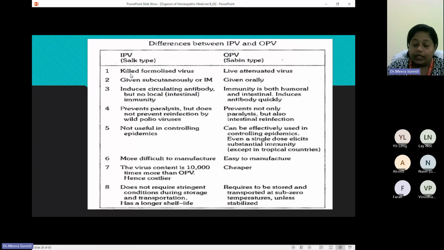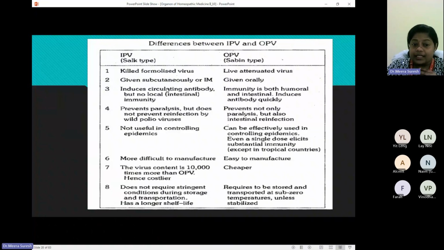Why give IPV? But the thing is, the IPV doesn't require stringent conditions during storage and transportation, whereas with OPV, the cold chain is very much important. They have to be stored and transported at sub-zero temperatures. And IPV also has a longer shelf life. So some benefits are there with IPV and some benefits are with OPV.